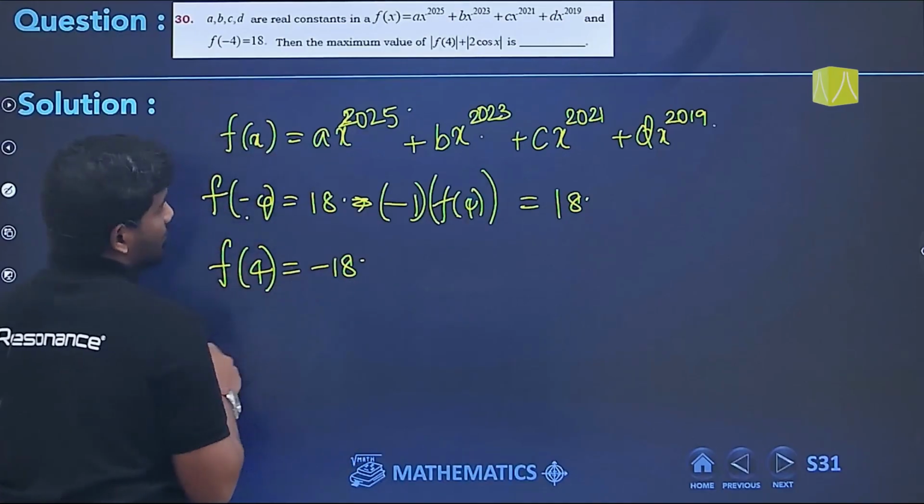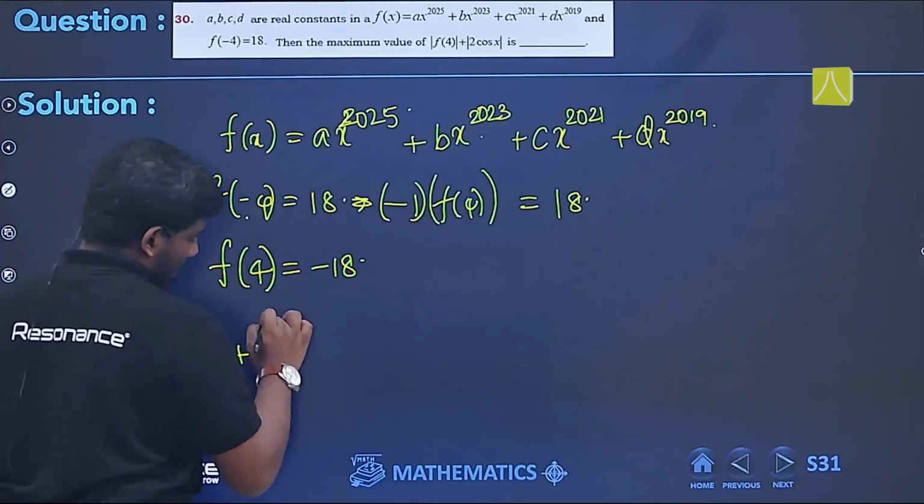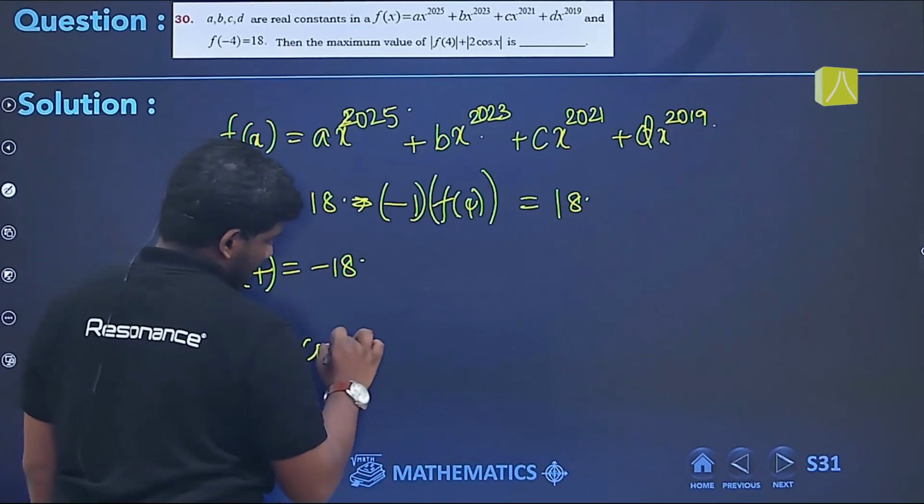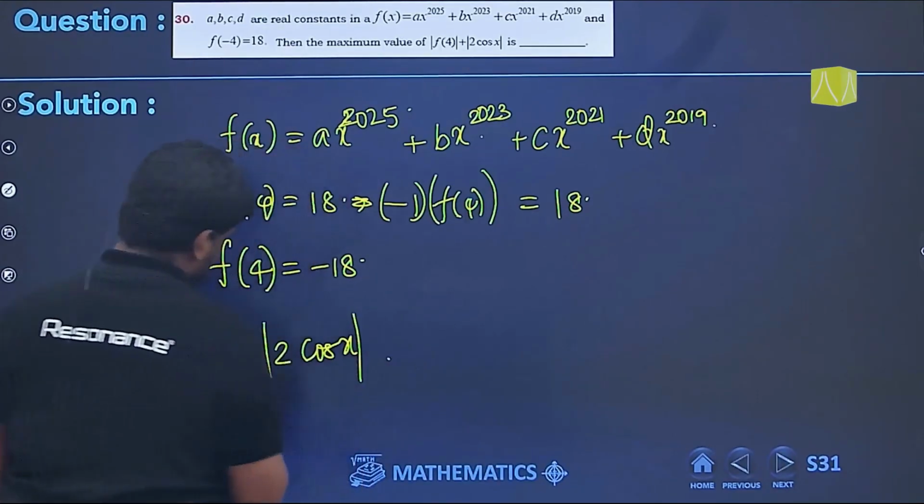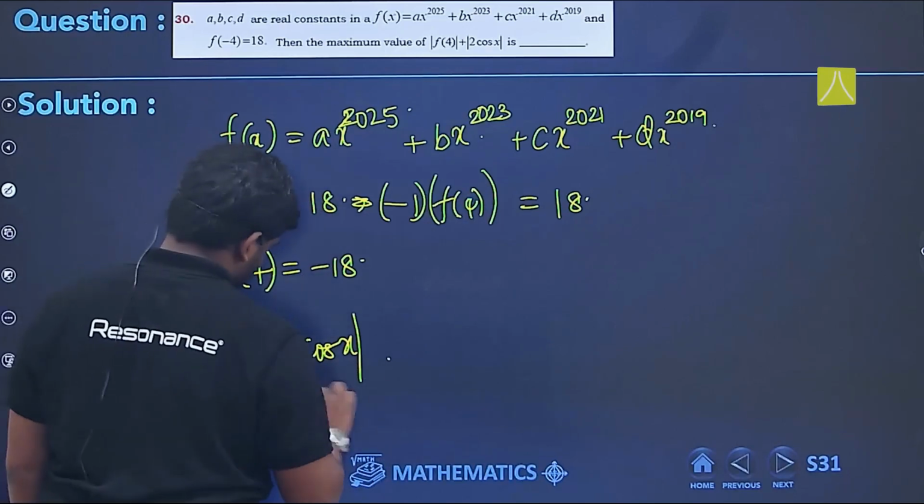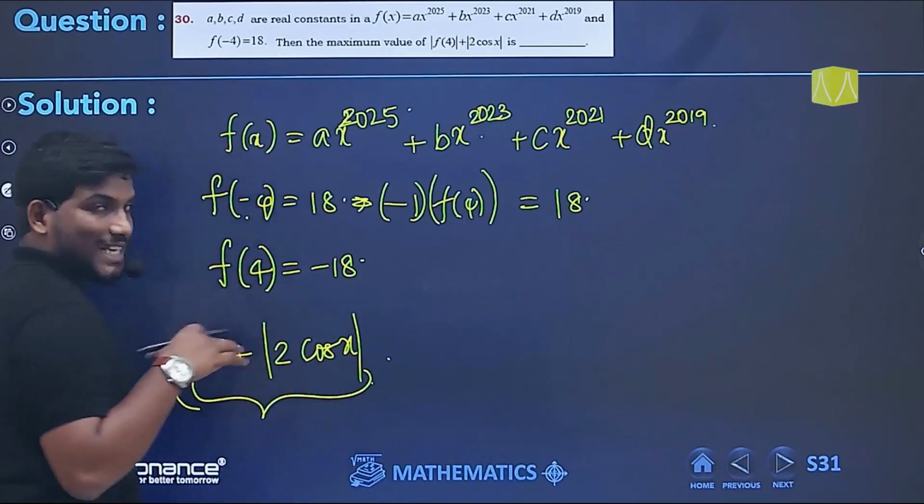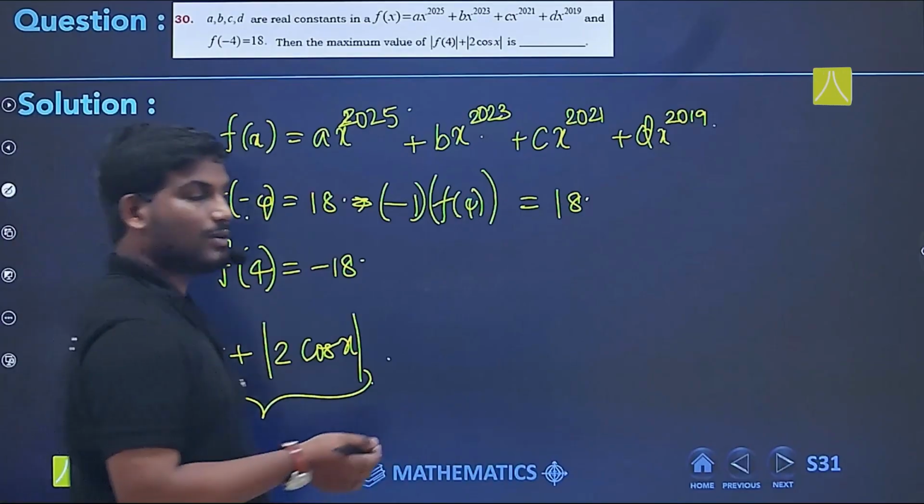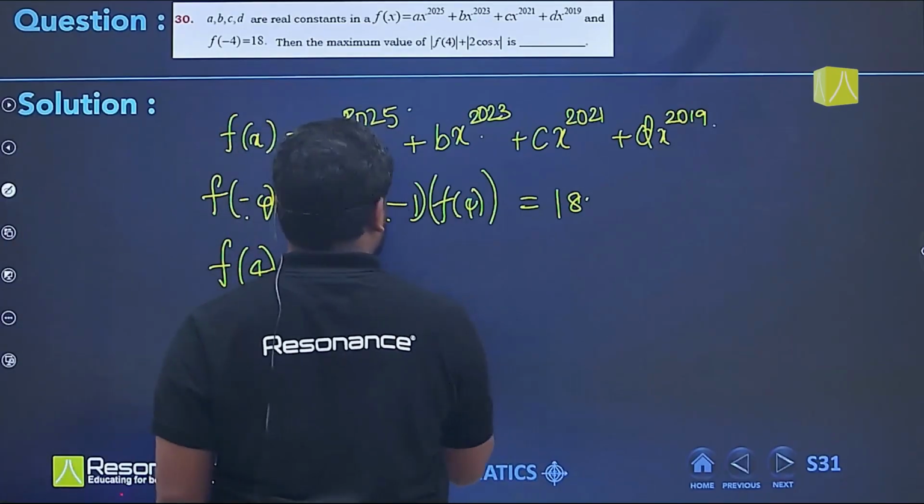So modulus of f of 4 is 18 plus mod 2 cos x. So cos x, maximum value of mod cos x is 1. So this part will become 20.